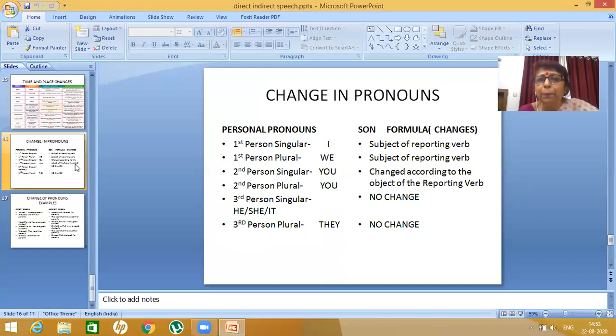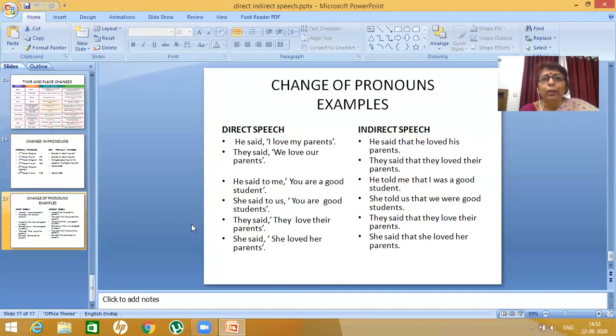And in the second person, as I told you, both singular and plural, it is "you." The changes will be according to the object of the reporting verb. And in the third person, no change will be there. So as you can see over here, the object of the reporting verb, how it has changed, "me" to "I" and "us" to "we." So today we have done regarding these important changes in direct and indirect speech.